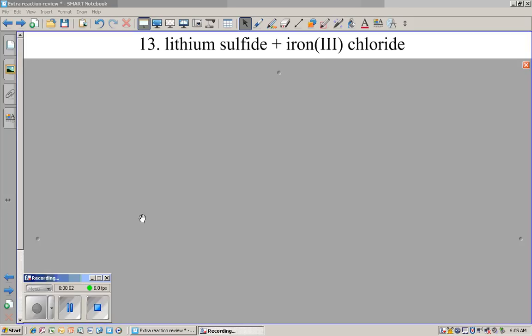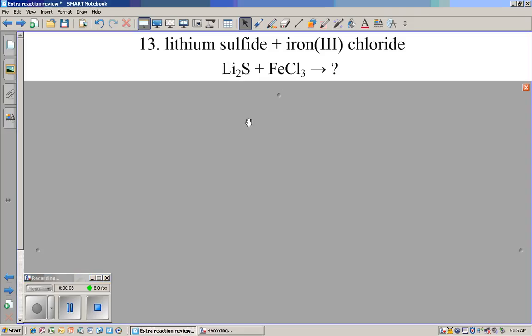The last question on the extra reaction review gives us lithium sulfide and iron(III) chloride. So that's lithium sulfide's formula and iron(III) chloride. Take a look at it. We do have a gas-producing reaction for sulfides, but it requires an acid, and iron(III) chloride is not an acid. So this is not a gas-producing reaction.